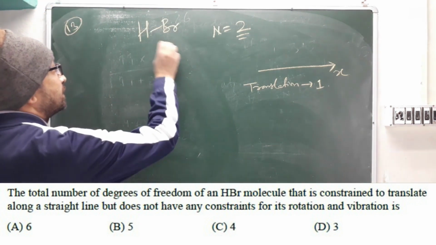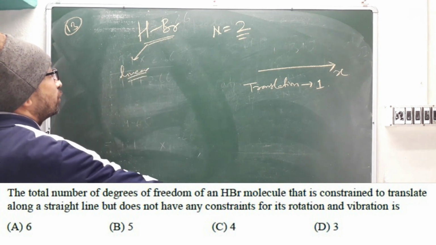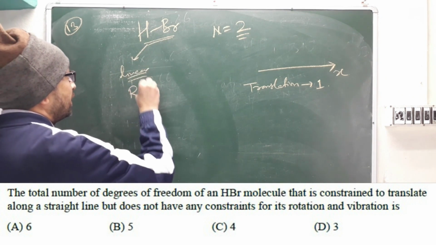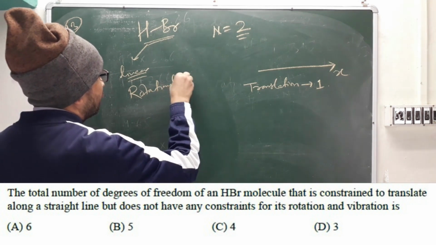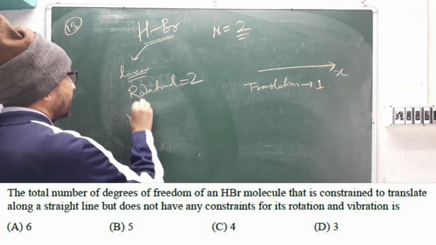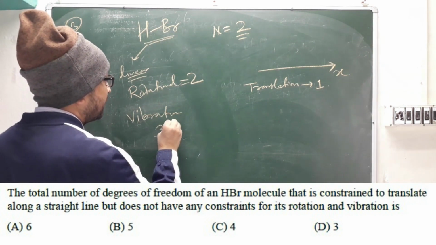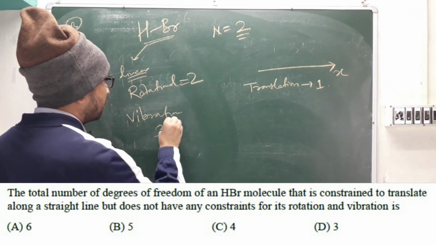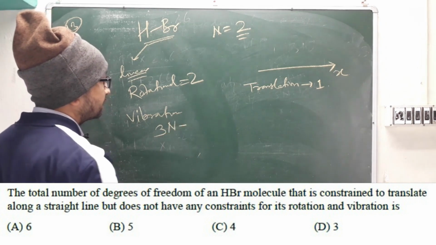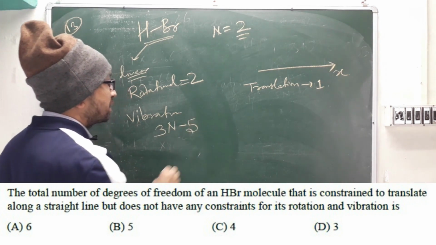Now this is HBr and this is a linear molecule. For a linear molecule, how many rotational will be there? We know that the rotational degree of freedom will be 2 for a linear molecule. Now we have to just find out the vibrational degree of freedom. So the vibrational degree of freedom will be 3n minus how much? For a linear molecule it will become 3n minus 5, right?